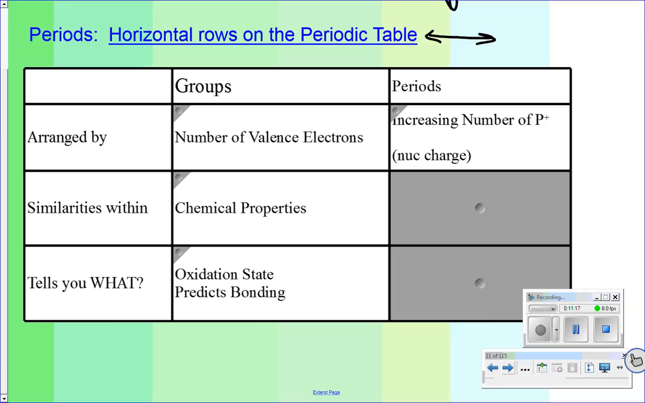Periods are arranged by increasing number of protons, or increasing nuclear charge, as you go across them. Everything in a period has the same number of PELs. Everyone in the fourth period has 4 PELs, for example. This will really just tell you the number of PELs. There's a great deal of variety as you go across the periodic table, although it does give you some insight into the size of a particular atom.